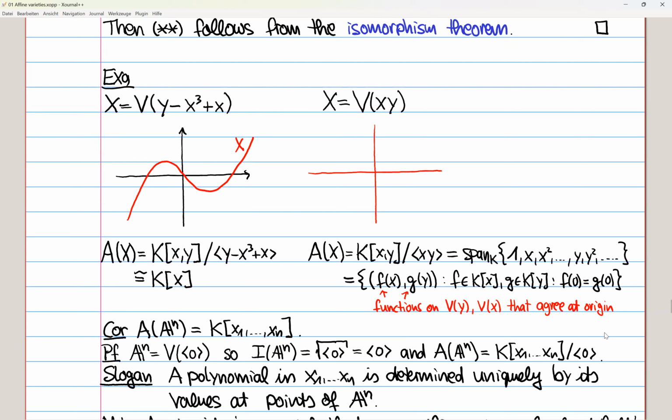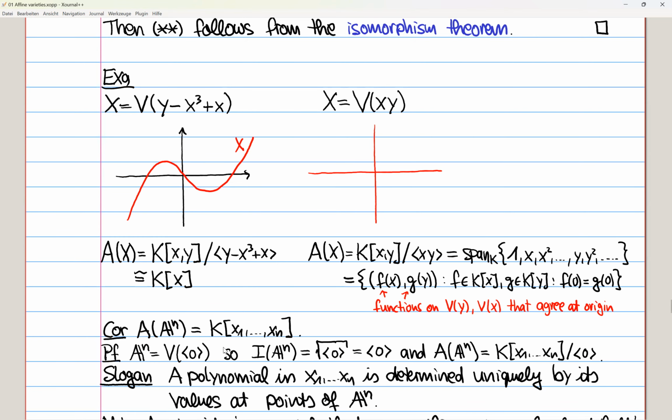So this was the technical way to see the proof. But then the slogan, if you look at this, is just saying that a polynomial in the n variables is determined uniquely by its values at all the points in A^n. This means not just, by definition, that the polynomial function is determined by its values, but in fact, for A^n, you can uniquely reconstruct the original polynomial. And that's often a nice thing to keep in mind.